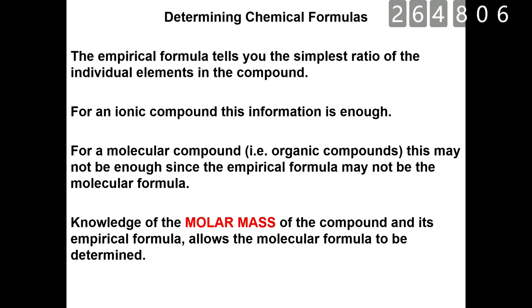Now we know the empirical formula just tells you the simplest ratio of the individual elements in the compound. So if it's an ionic compound, this formula is enough. This is also a chemical formula, right? Because the chemical formula of an ionic compound is also the empirical formula.